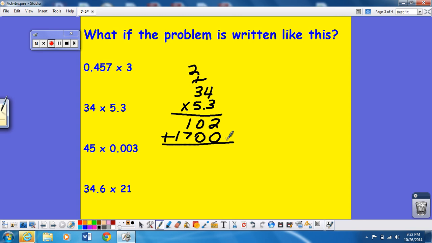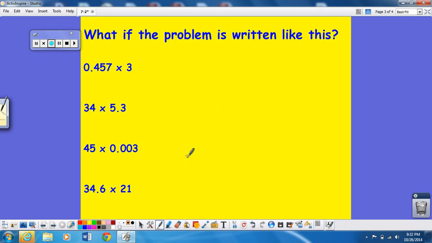Let's add up our partial products. 2 plus 0 is 2. 0 and 0 is 0. 7 plus 1 is 8. Bring down your 1. Now, in our problem, there's only one digit past the decimal, which means in our answer, there can only be one digit past the decimal. So 34 times 5 and 3/10 is 180 and 2/10.